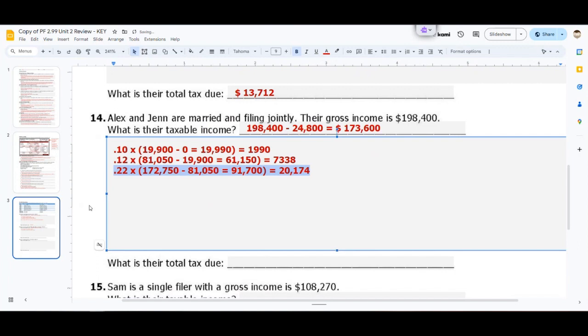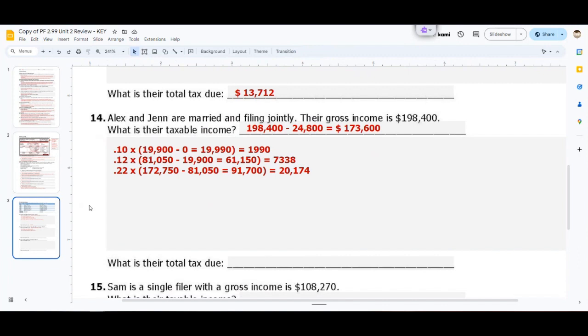They also fill up the next bracket of 22%. So that range maxes at 172,750. $81,050 were already taxed in the earlier two brackets, leaving us with $91,700 in that bucket. 22% of that is 20,174.